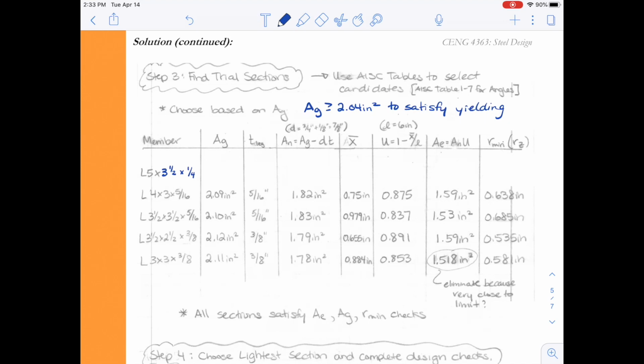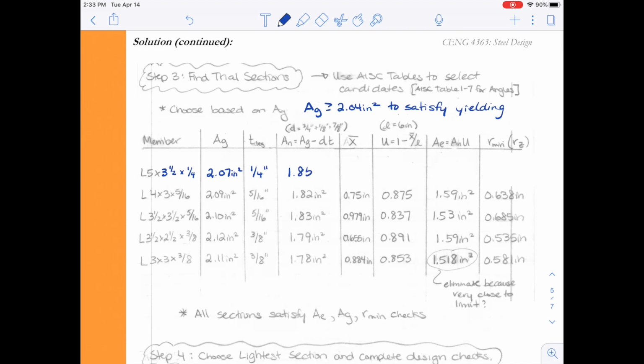We find that the L 5 by 3.5 by a quarter is one option that has an area of 2.07 inches squared. And you can see there's another 4 options below that I found that all meet this criteria. So anytime that they were close but greater than 2.04 inches squared, I included them for consideration. Now I need to get some of the other properties from the table while I'm looking at my manual.